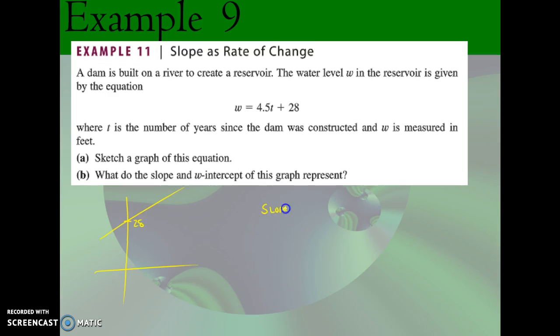Slope in this problem is change in y, which is your amount of water, over change in x, which is time. So that's basically change in water height over time. Slopes always have two parts, like miles per hour, some kind of a changing unit. And then the w-intercept, which is the y-intercept, is the starting amount.